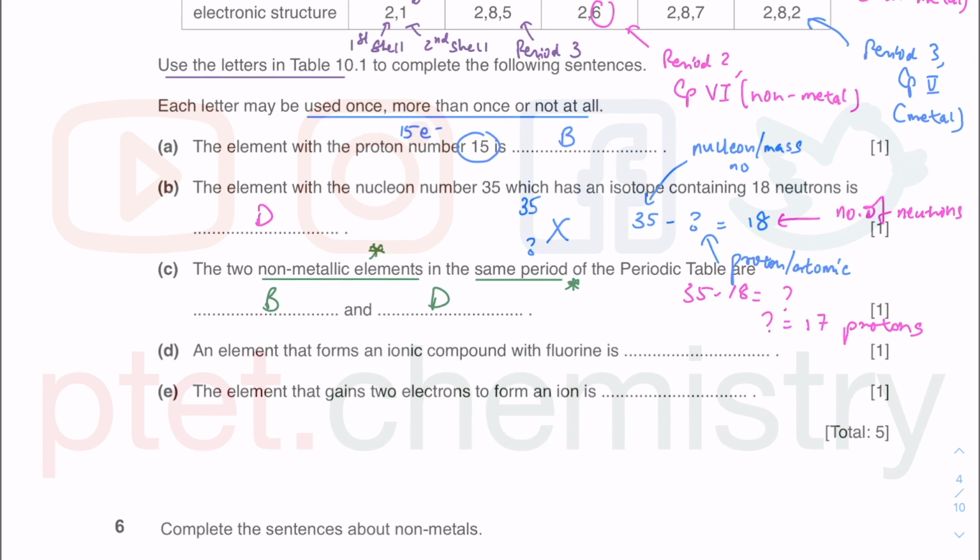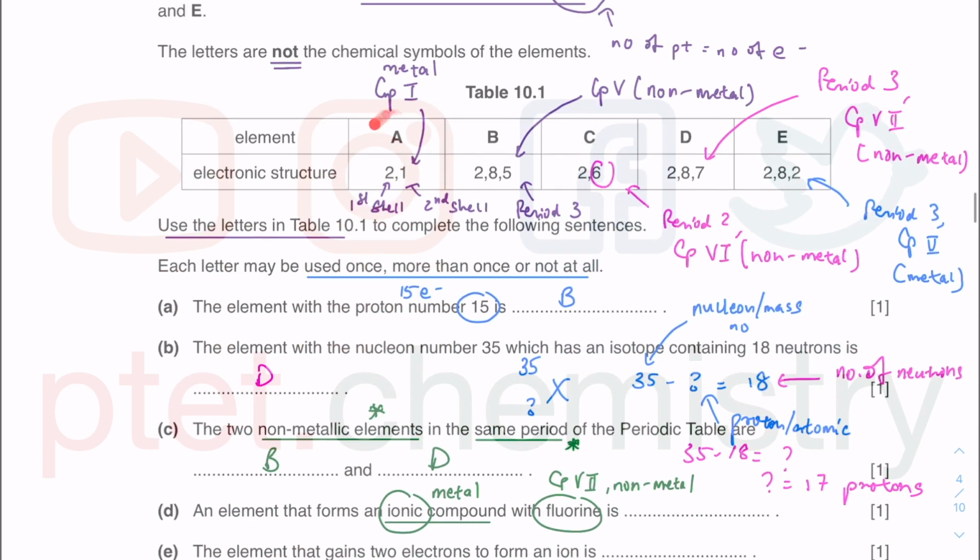The next one: an element that forms an ionic compound with fluorine. Fluorine is a group 7 non-metal, so you're looking for a partner. For an ionic compound, your partner will be a metal and a non-metal. Since we have a non-metal, we're looking for a metal. It could be this group 1 metal, or this group 2 metal. So A or E could be the answer here.